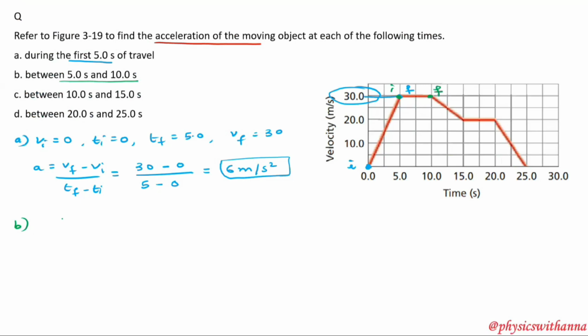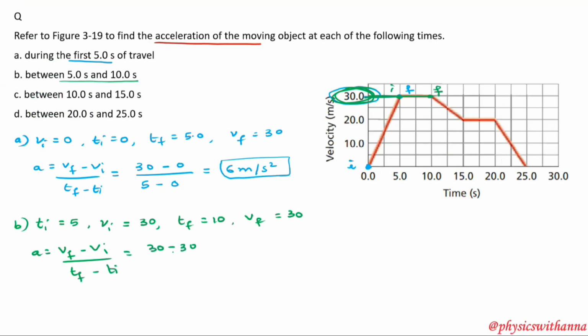So let's write down the values of velocity and time. Initial time is 5 seconds. Initial velocity will be, go along y-axis. This is initial velocity 30. Final time is 10 seconds. And final velocity at 10 seconds, again go along y-axis. See the value 30. Acceleration A will be V final minus V initial over T final minus T initial, which is 30 minus 30 over 10 minus 5. That gives you acceleration as 0.